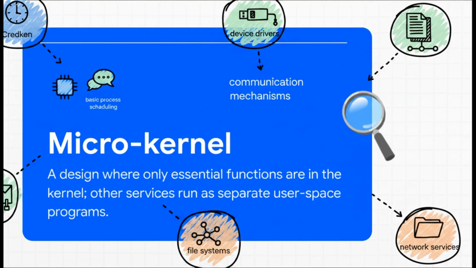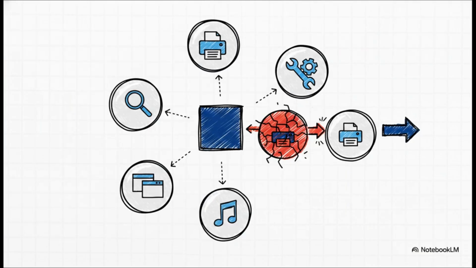Everything else, your device drivers, file systems, network services, all of that gets kicked out of the privileged kernel space and runs as its own separate, isolated program in the much safer user space. And the benefits here are the mirror image of the monolithic kernel's problems. If a device driver crashes, no big deal. It doesn't take the whole system with it. You just restart that one little service. This isolation is a huge win for security and makes the whole system way easier to maintain and update, because you can swap out pieces without ever touching the core kernel.